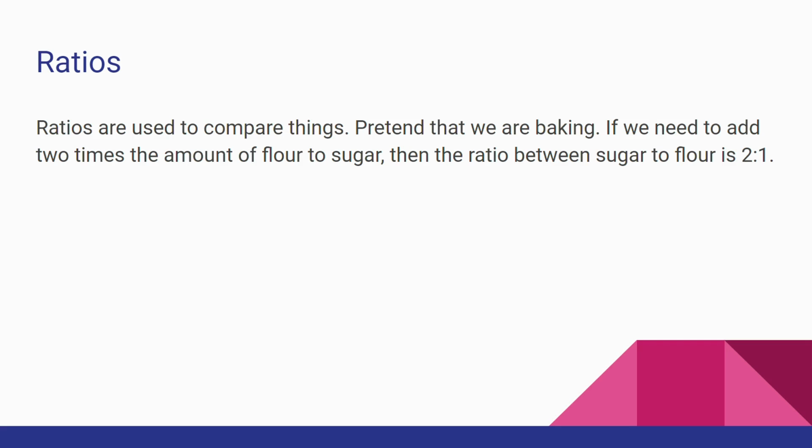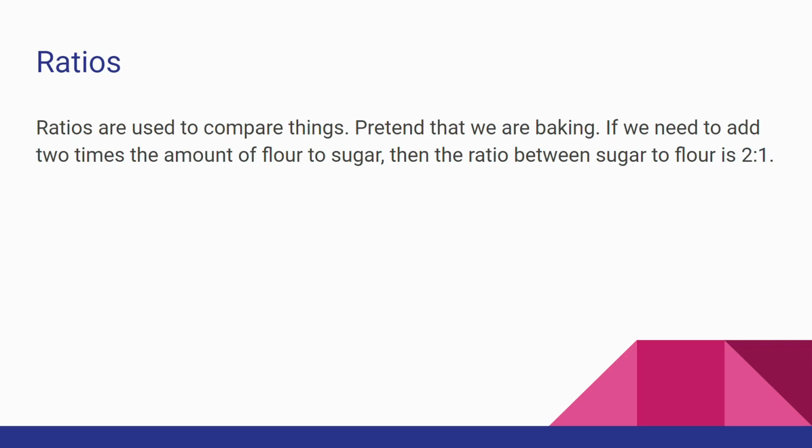So what exactly are ratios? Ratios are used to compare things. Pretend that we're baking. We need to add 2 times the amount of flour to sugar, and the ratio between sugar to flour is 2 to 1. And that colon is being used to represent that this is a ratio. So it's a comparison between two units.